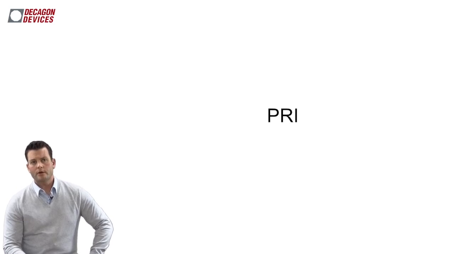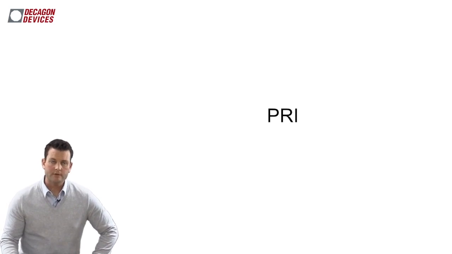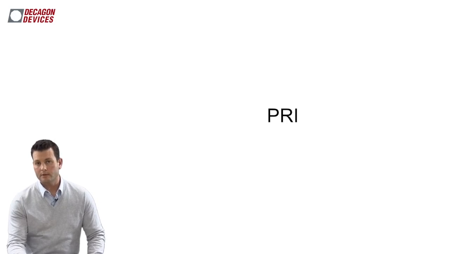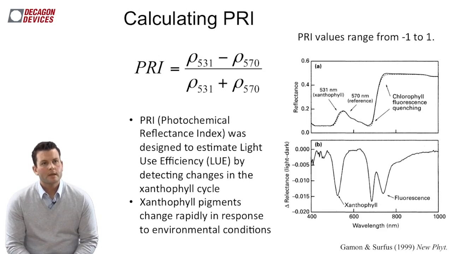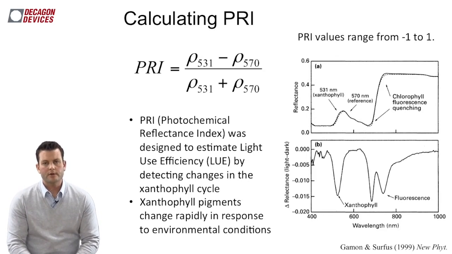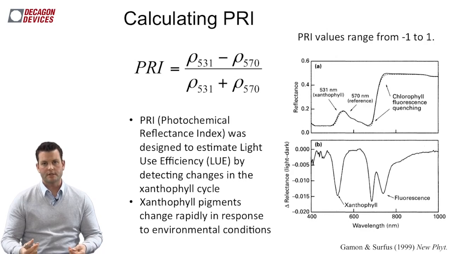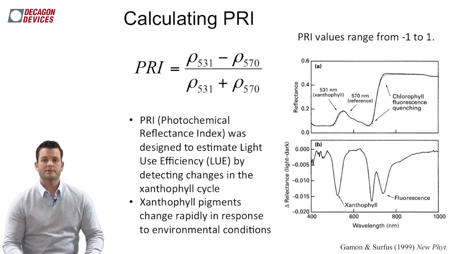So I've given you an overview of NDVI now, how it's calculated and some of its applications. Now I'd like to get into the PRI, the Photochemical Reflectance Index, and we'll start with how it's calculated. The PRI is very similar to NDVI in its formulation. The only difference is the wavelengths or the bands that are used as inputs.